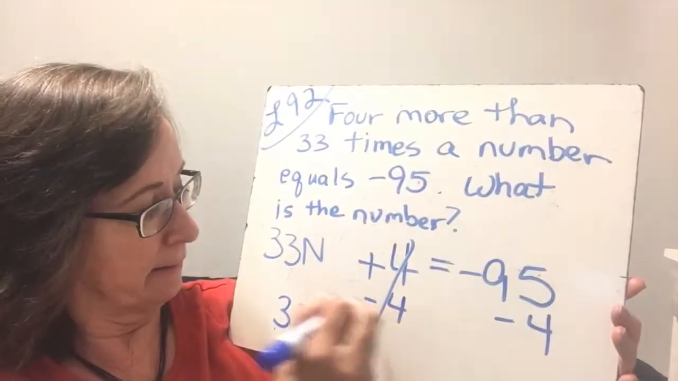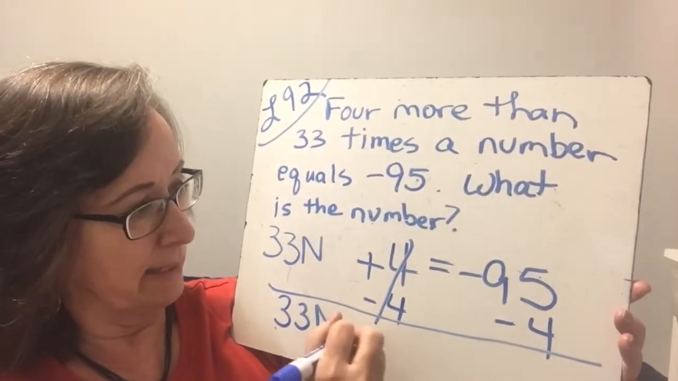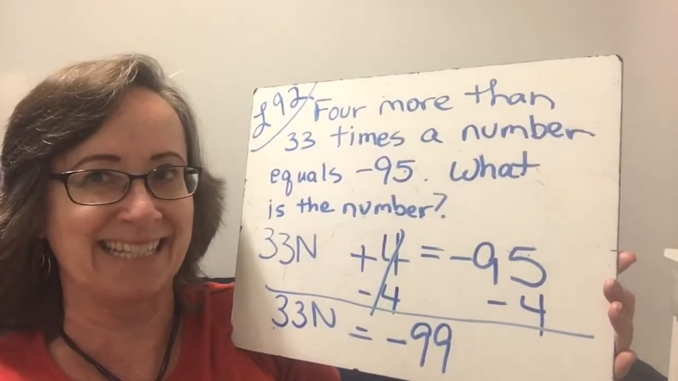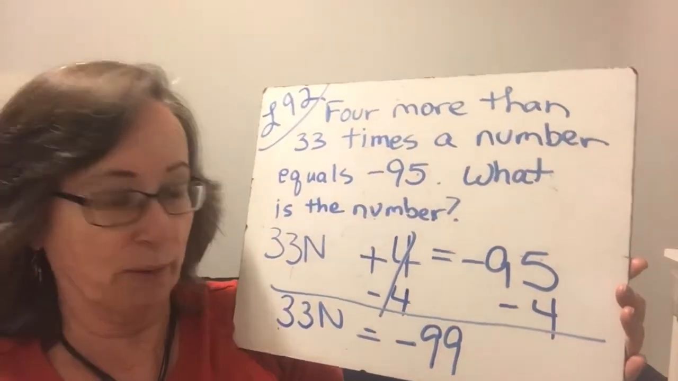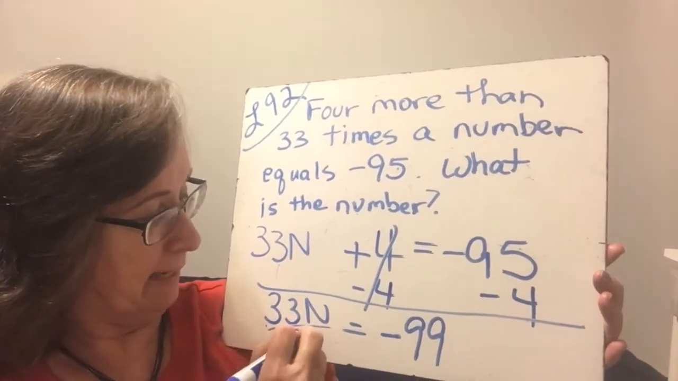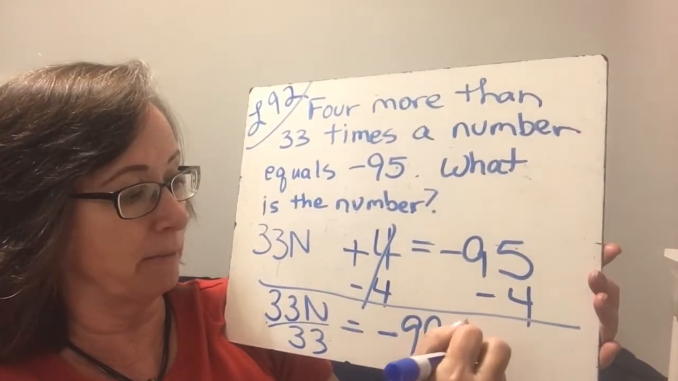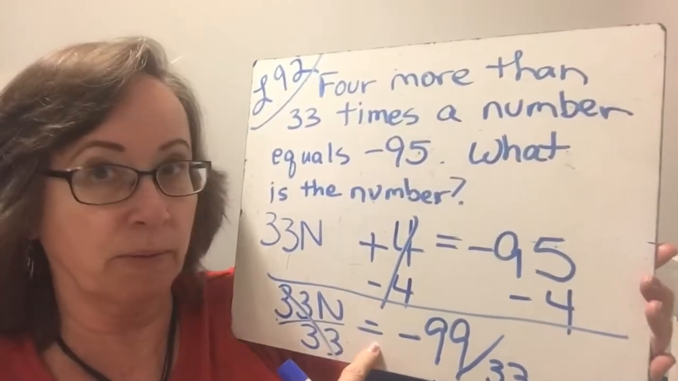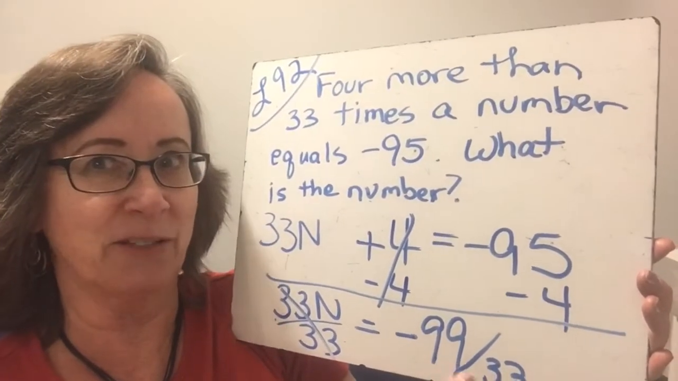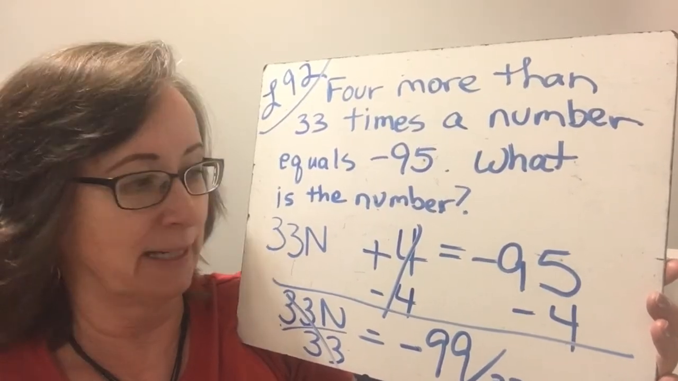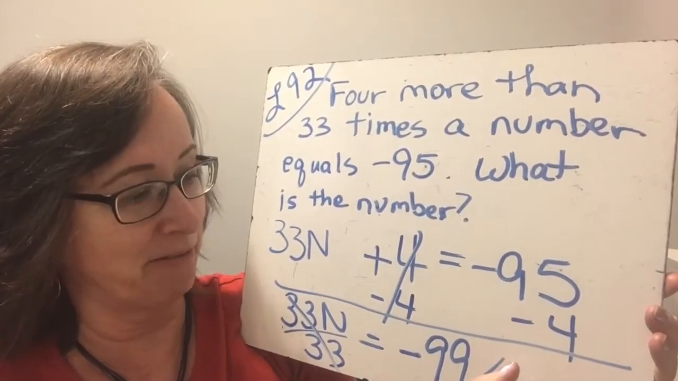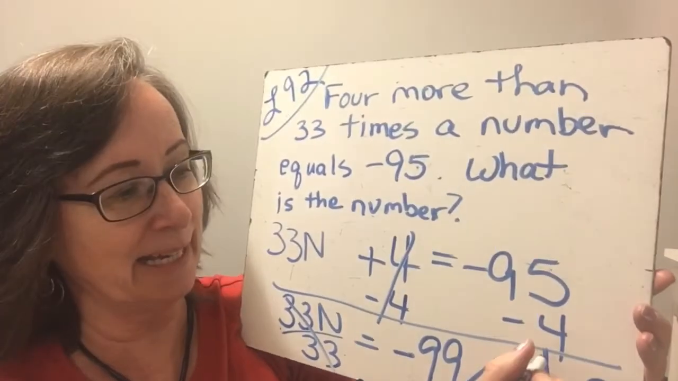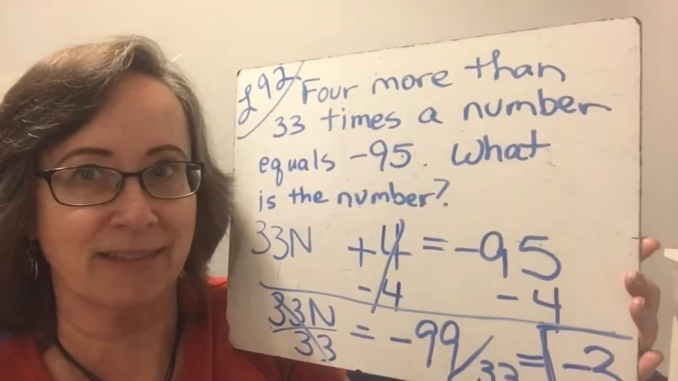33n, this one goes away, is equal to a negative 99. Now it's easy, isn't it? All right, so I'm going to divide by 33 on this side. I'm going to divide by 33 on this side. This goes out, and n equals, what's a negative divided by a positive number? It's going to be a negative 3. So in this case, our n is a negative 3.